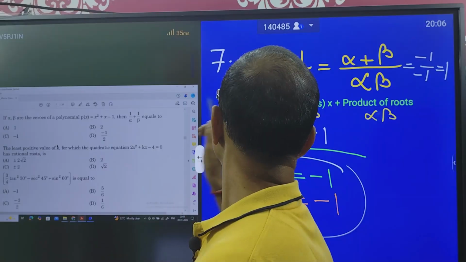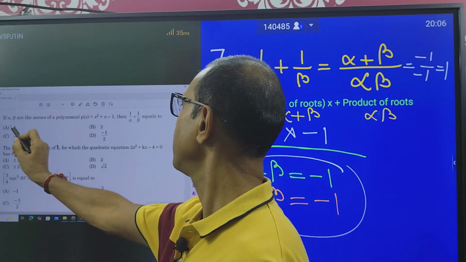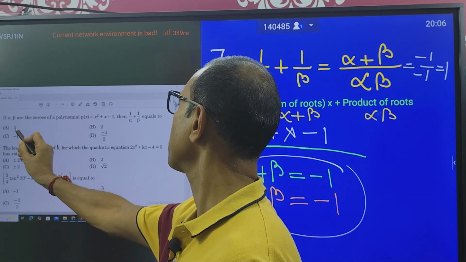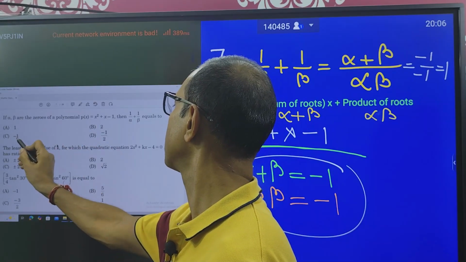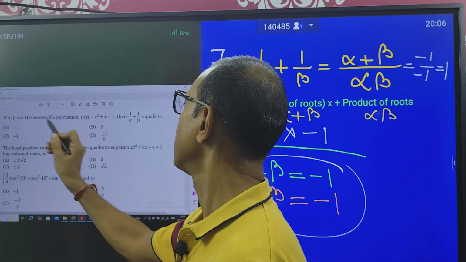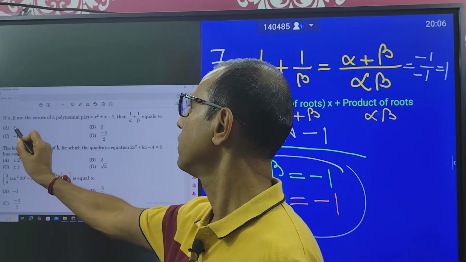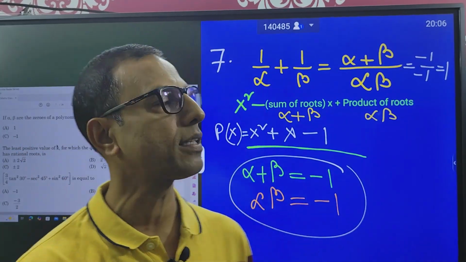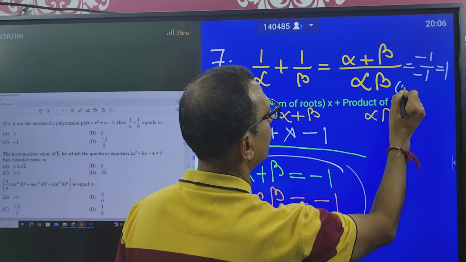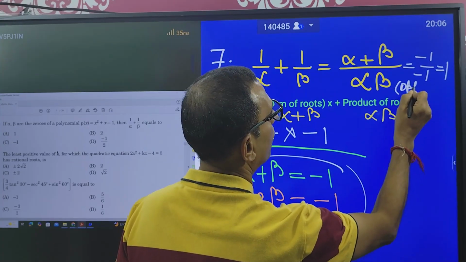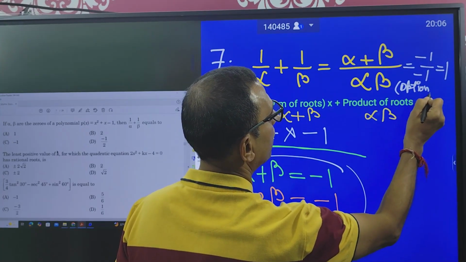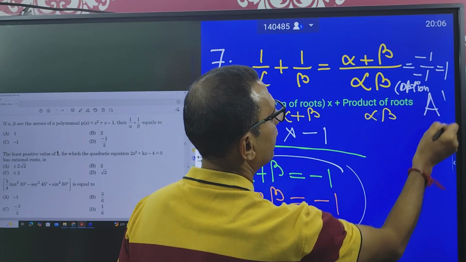Which option is it? One option is 1, another 2, another minus 1, another minus half. That means option A, 1. This is the answer, 7A. Option A. This is the answer.